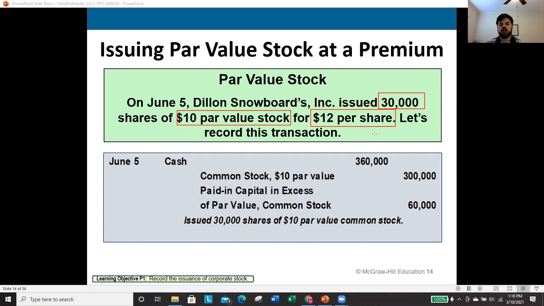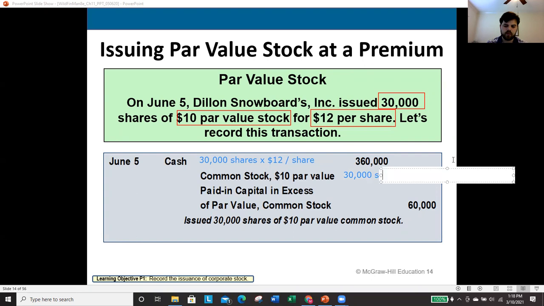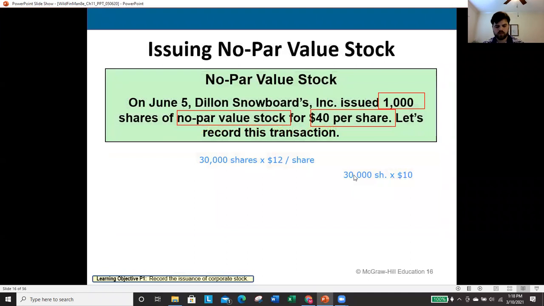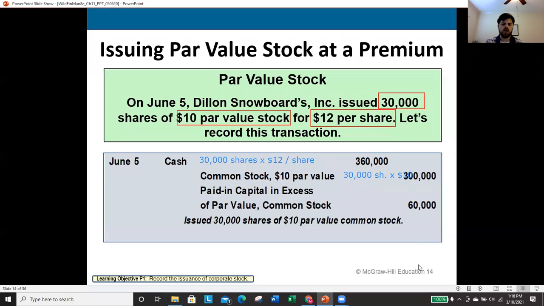To record this transaction, I'll see a debit to cash. This is, of course, my 30,000 shares times my $12 per share. My common stock here, the amount I'm actually sending into common stock, will of course be my 30,000 shares times my $10 par value per share. So that gives me this $300,000. Now the issue here is, where does this $60,000 come from?